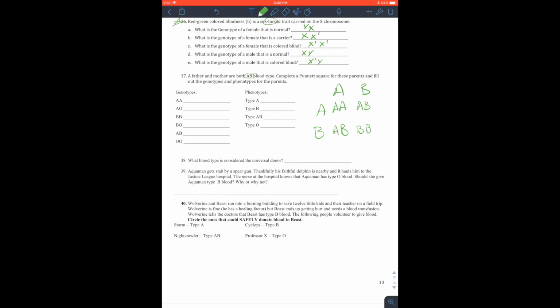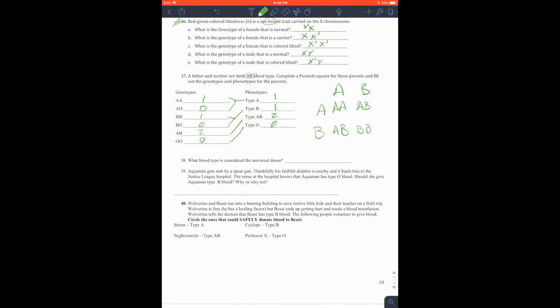Okay, so again, looking at my ratios. How many are AA? 1. AO? 0. BB? 1. BO? 0. AB? 2. O? 0. Okay, phenotypes. These 2 correspond to type A, these 2 correspond to type B, this one to type AB, and type O. Okay, so let's look at this. How many are going to be type A? Well, in this case, I would have 1. Type B, 1. AB, 2. O, 0. So a 1, 1, 2 to 0 ratio.